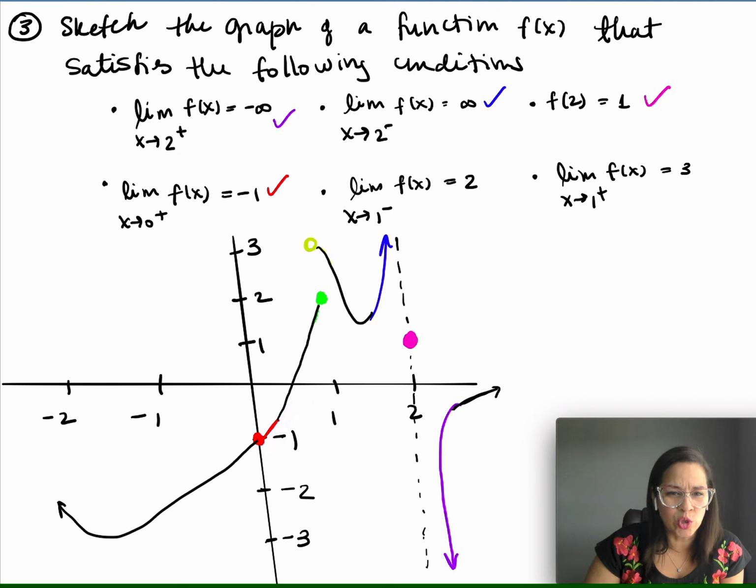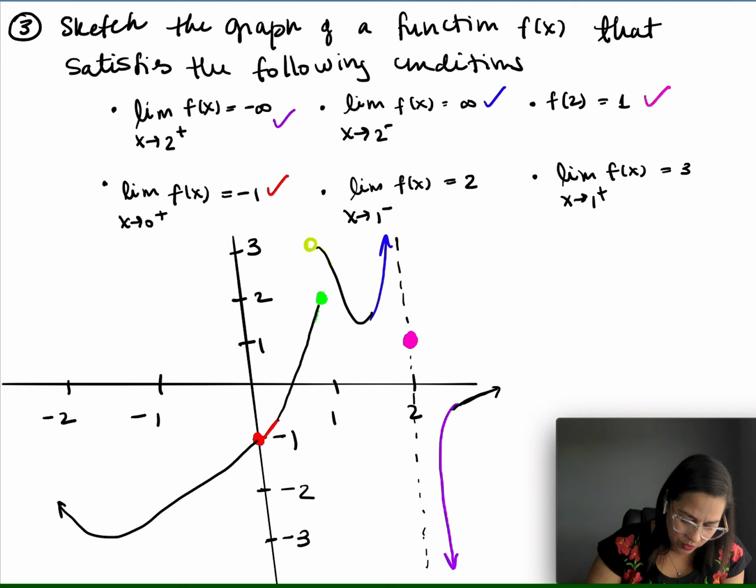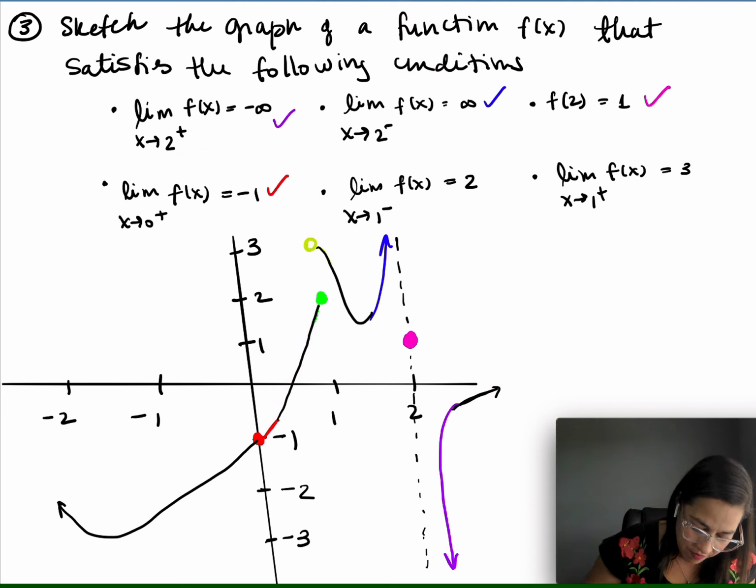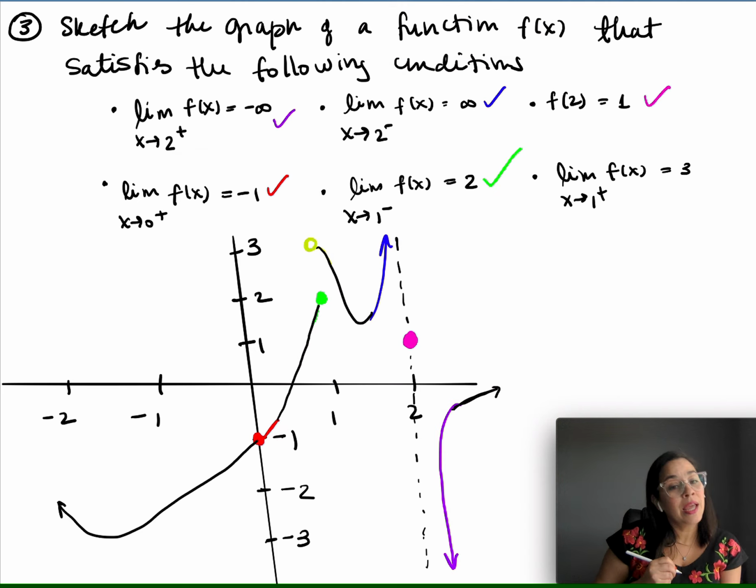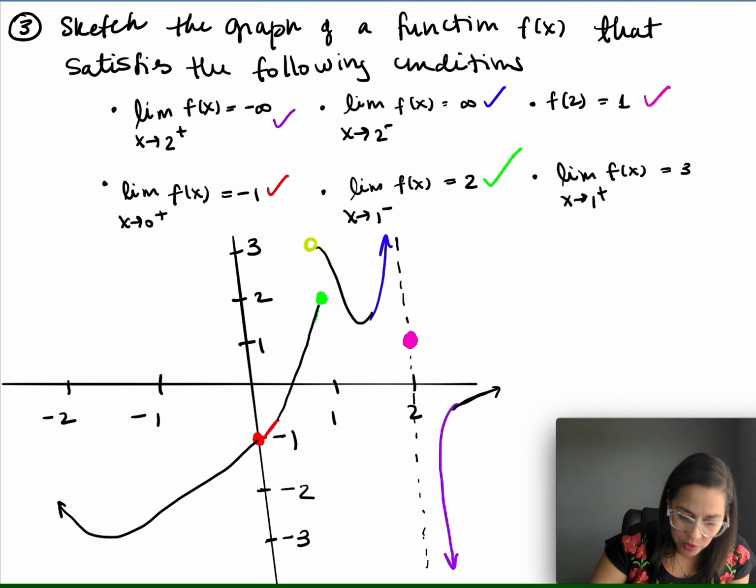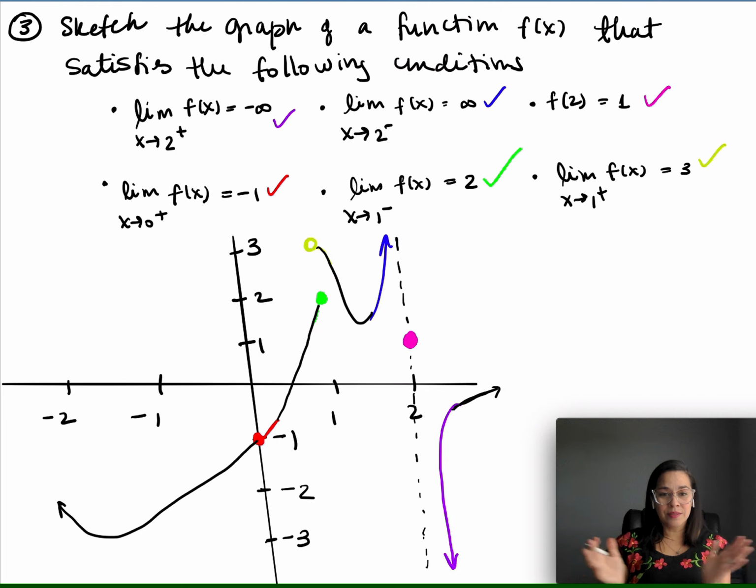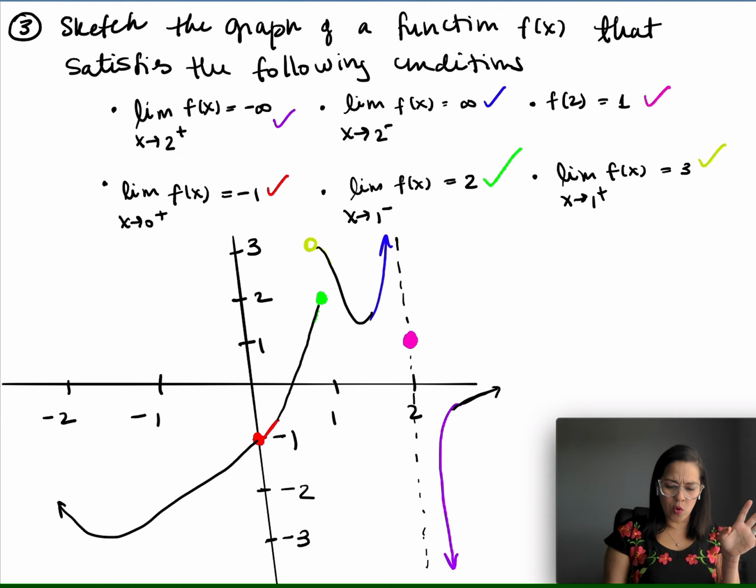The limit as x approaches 1 from the left, 1 from the left is equal to 2, done. This is very satisfying. And then the limit as x approaches 1 from the right is equal to 3. It's equal to 3, boom. Okay, that's it. Okay, let's do one more.